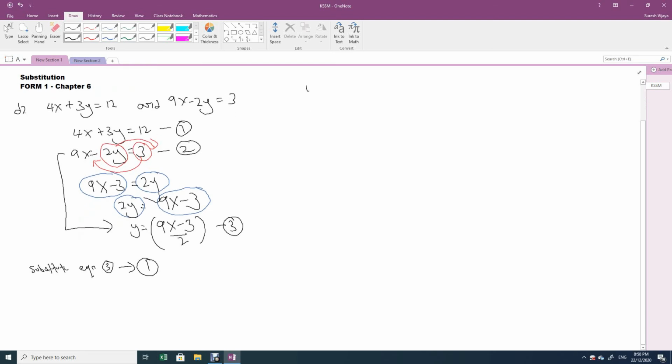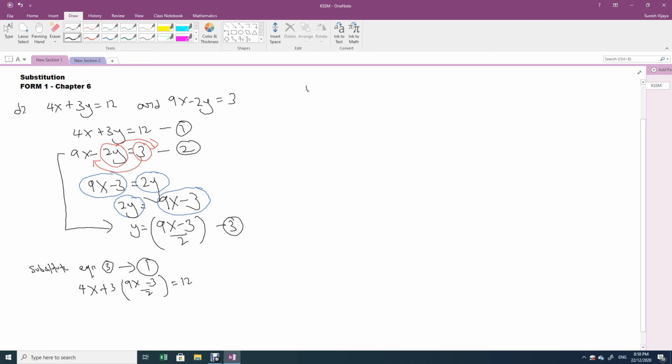What you can do is write back equation 1, 4x plus 3, then the y you have to substitute in (9x minus 3) divided by 2. This will be equal to 12. Okay, how do we solve this?